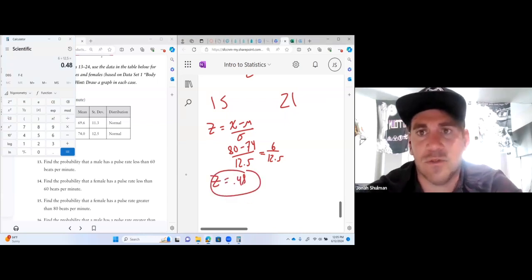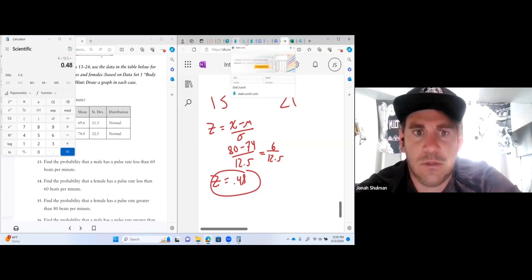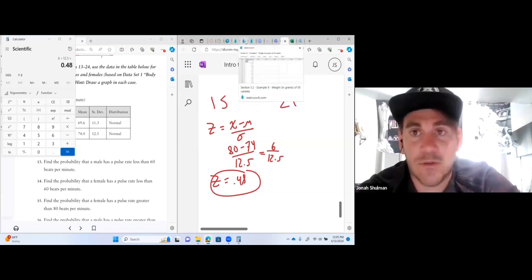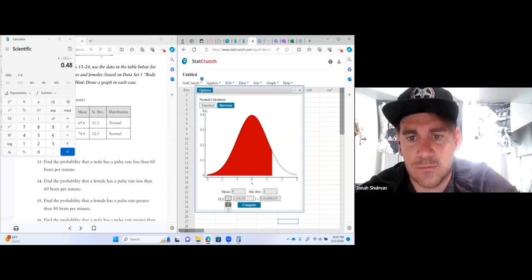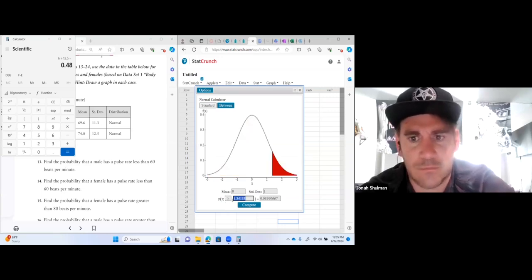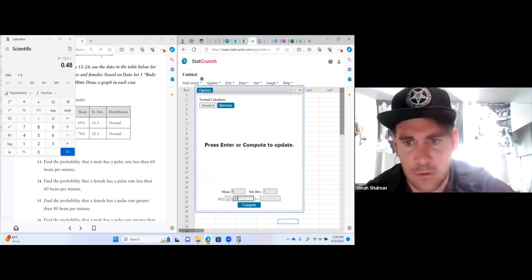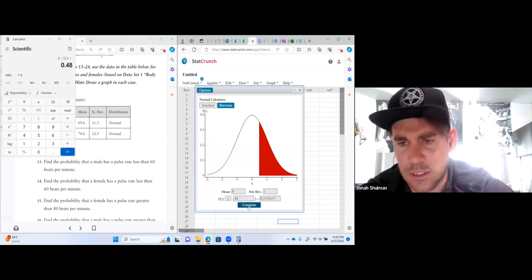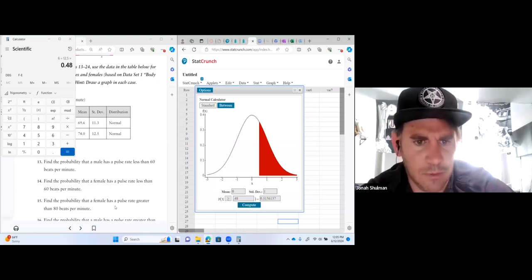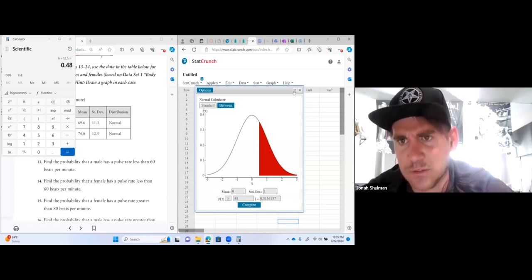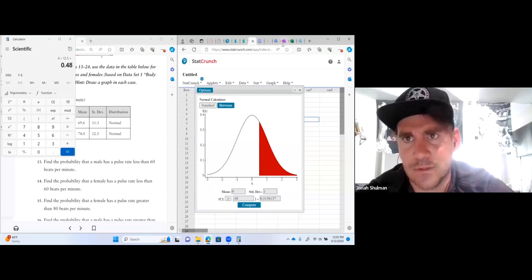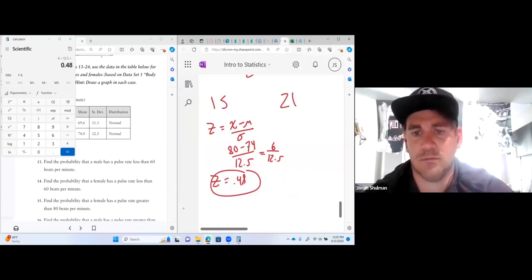So all I have to do is, and we want it to be greater than 80, we can use this kind of cheaty one at 0.48. And you will see, what is the probability that a female has a pulse rate greater? Her probability can be seen as a percentage. In our case, it's going to be 31.6%. That's the probability that that's happening.